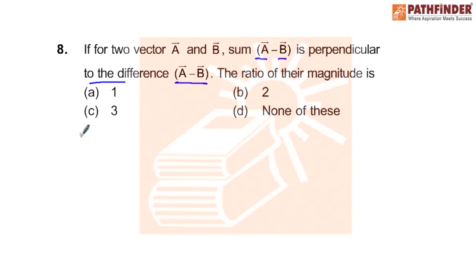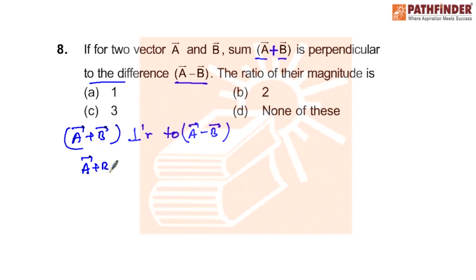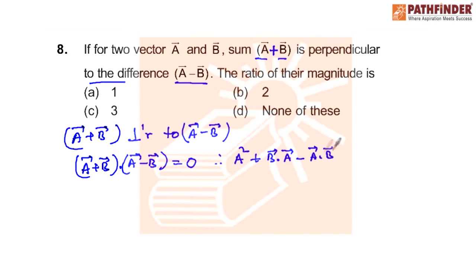Now I must say that this is a plus. So you see a plus b is perpendicular to a minus b. Thus we know that when these two vectors are perpendicular, then their dot product is 0. So what we do is we put (a plus b) dot (a minus b) equal to 0. So that gives us a square plus b dot a minus a dot b minus b square equal to 0.